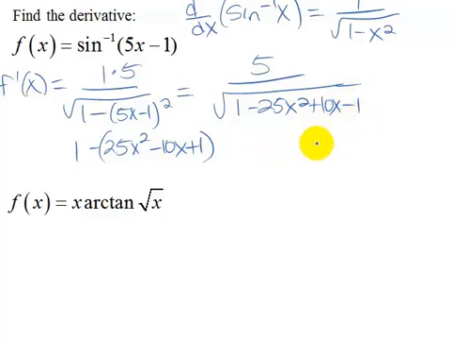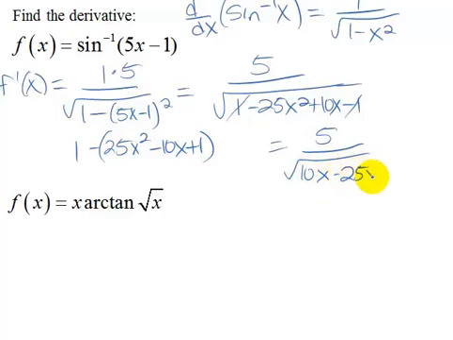So final answer here, these ones will cancel, and so we'll be left with 5 over the square root of 10x minus 25x squared.